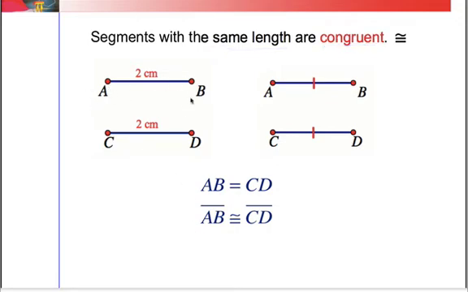Here we have segment AB and we have segment CD, and we can see that there's a length given on each of them. AB is 2 centimeters, CD is 2 centimeters. So here I can make a statement that the length of AB is equal to the length of CD. So this first part is telling me that the lengths are equal. If their lengths are equal, then the segments themselves are congruent.